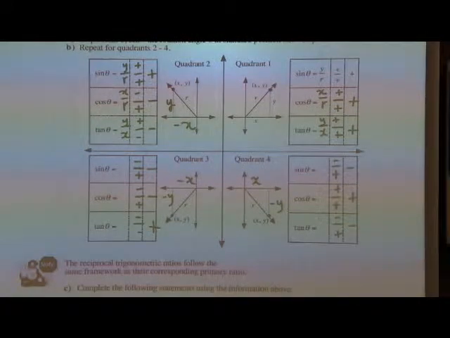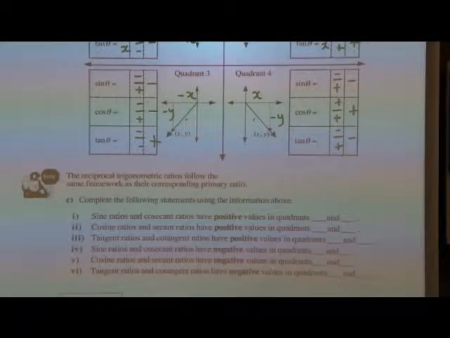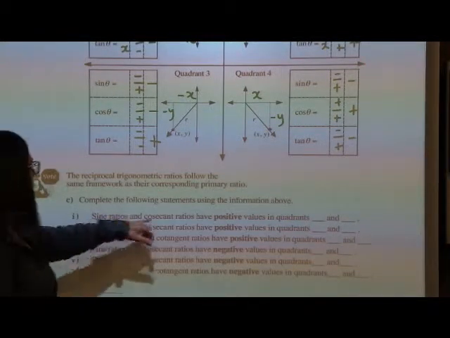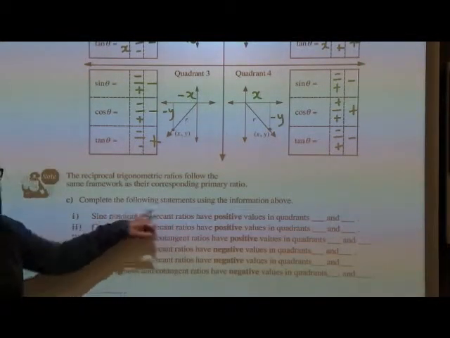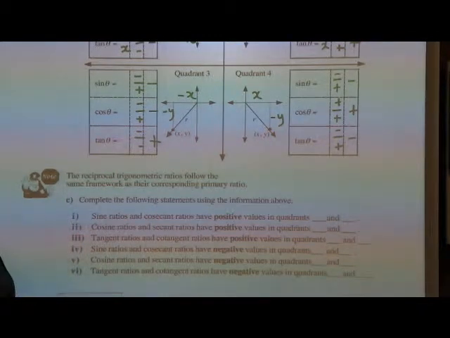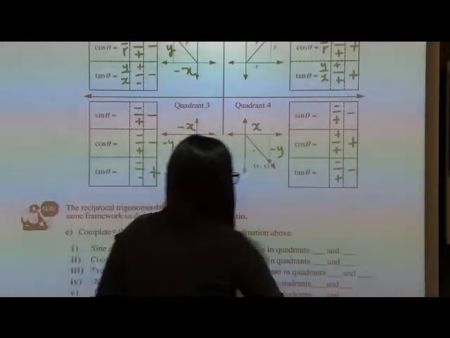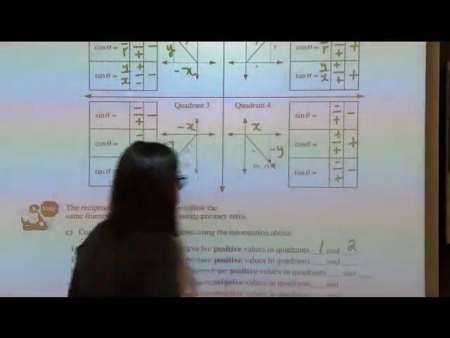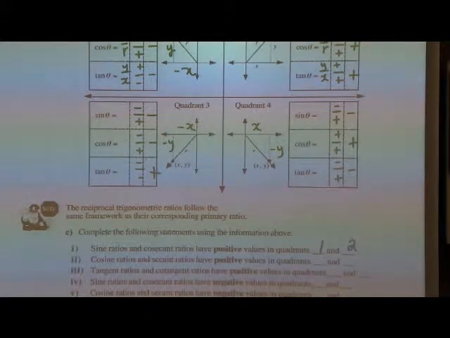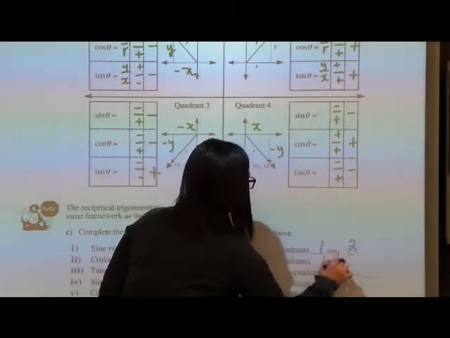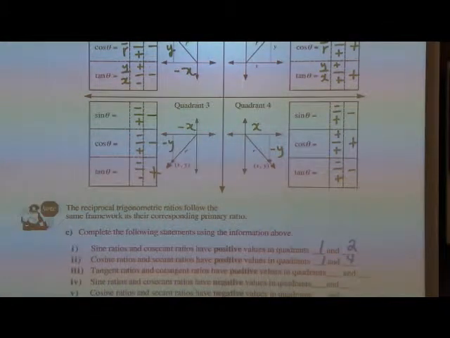So if we complete the fill in the blank below, sine ratios and cosecant ratios, because they correspond to each other, in which quadrants is sine positive? 1 and 2. Which quadrants is cosine positive? 1 and 4. And tangent is positive in quadrants? 1 and 3.